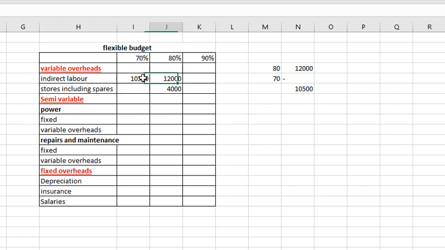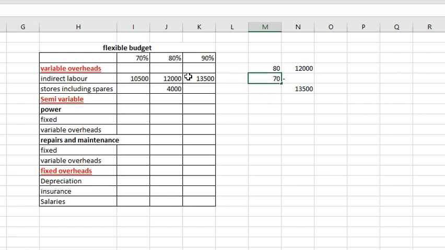The same thing we will use here. For 80% if it is 12,000, then for 90% how much is it? It is 90 into 12,000 divided by 80, which will give us 13,500. Now stores. For 80% if stores is 4,000, then for 70% how much is it?